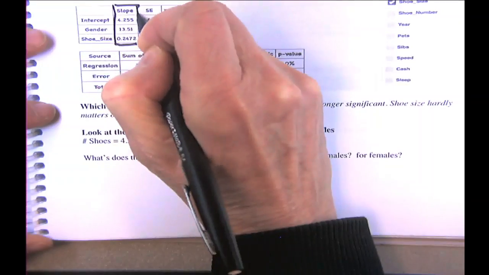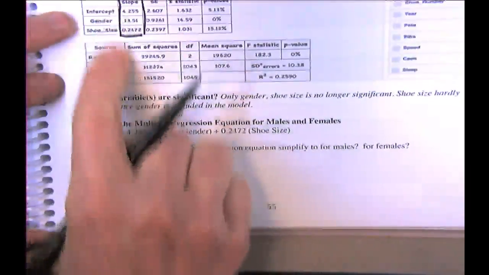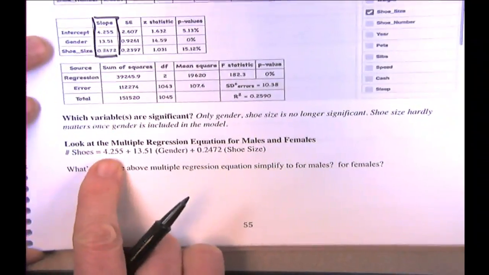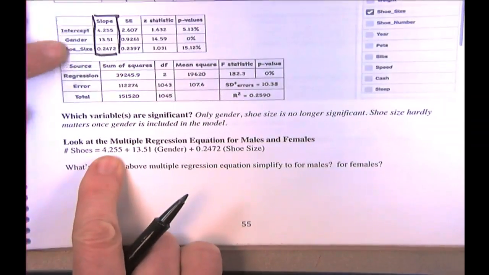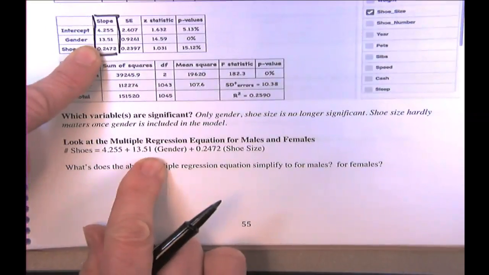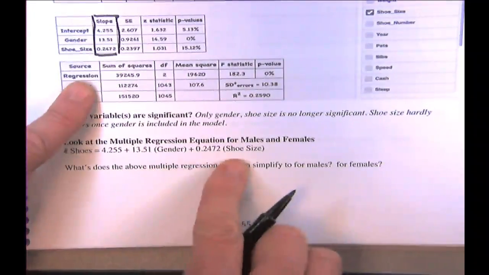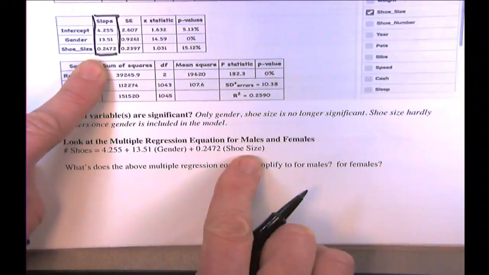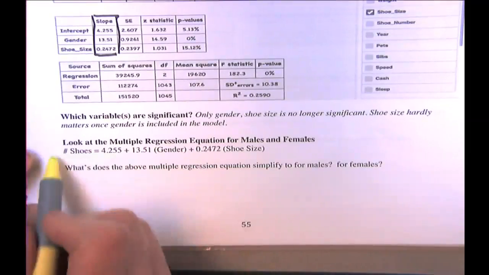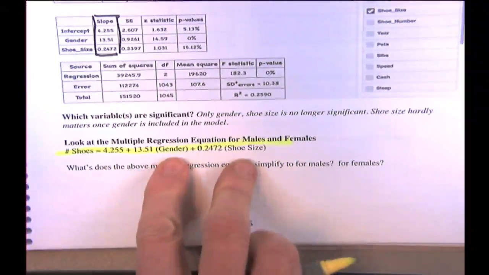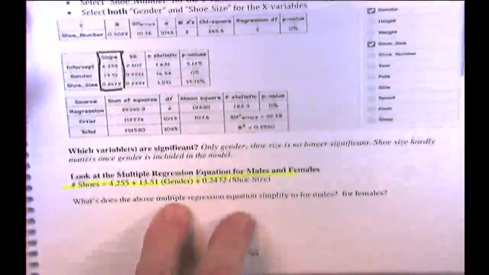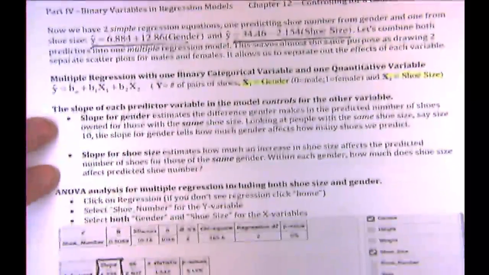So right here is your equation, and you have an intercept. The intercept is 4.255. There's your slope for gender, 13.51, and there's the slope for shoe size. So that right here is our multiple regression equation with two variables. Now, let's focus back up on here. And what is it saying?